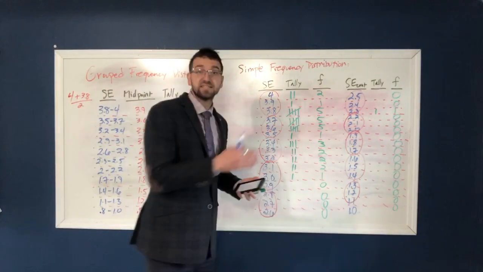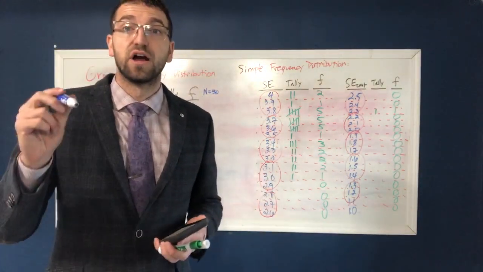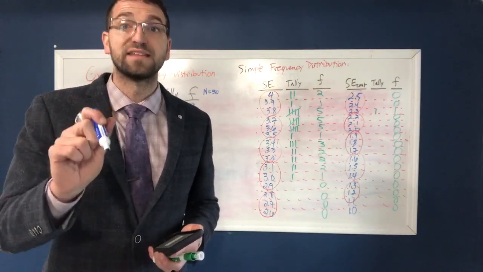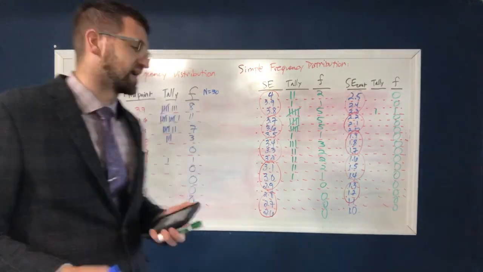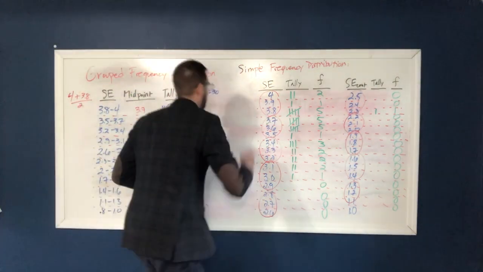Okay, so at this point, we're done with simple frequency, and we're going to create a frequency polygon and a histogram based on our grouped frequency. So that's our next step. So I'm going to go ahead and erase our simple frequency over here.